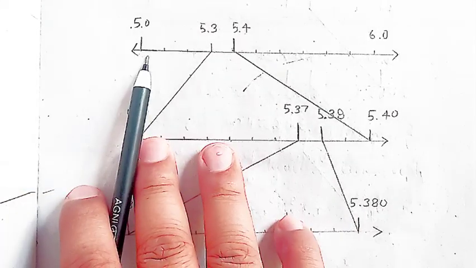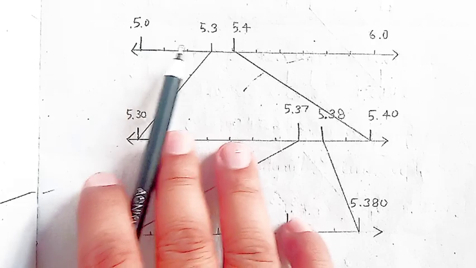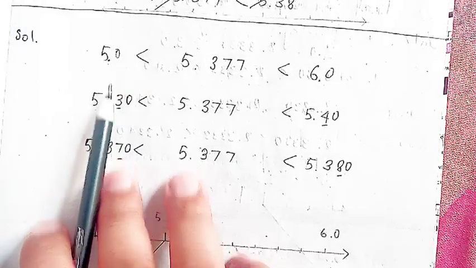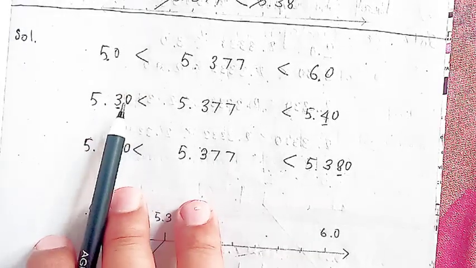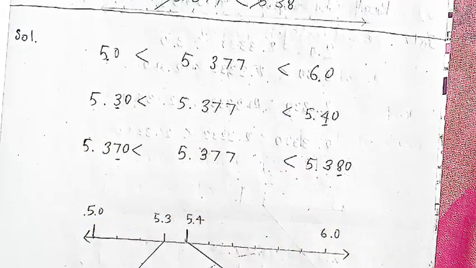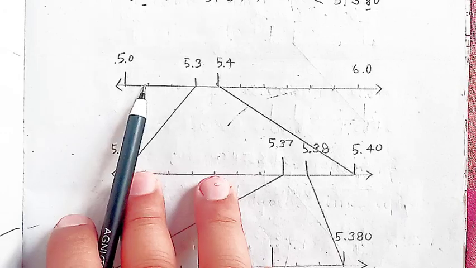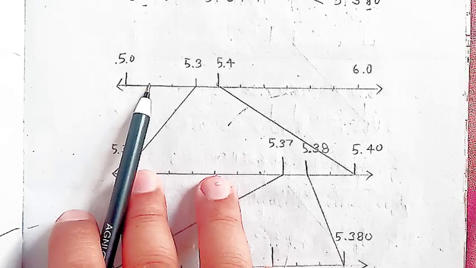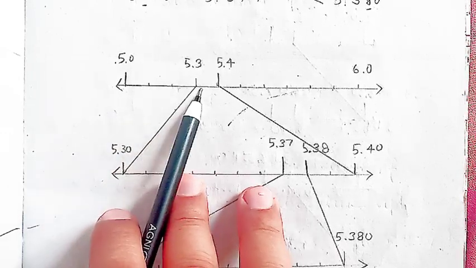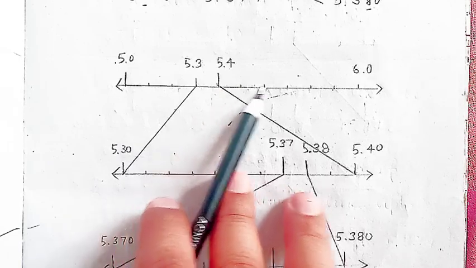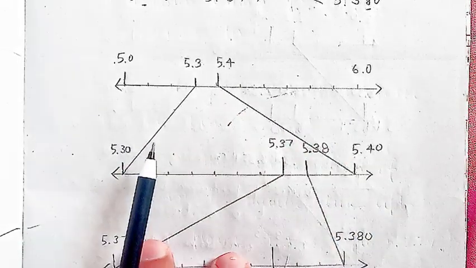We plot 5 and 6 and mark the parts between them in 10 equal parts. This is 5.1, this is 5.2, this is 5.3, 5.4, 5.5, and so on. This is 6.0.